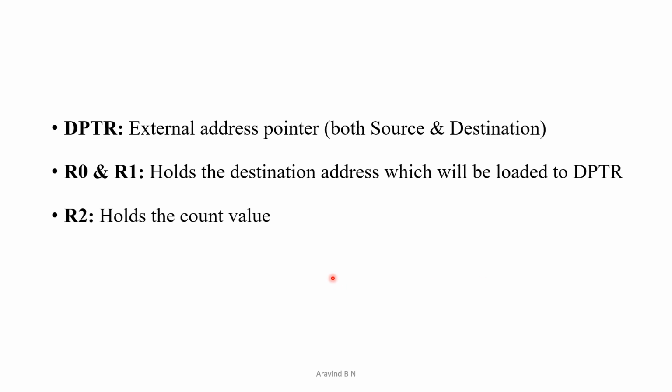Now, with respect to the program, we are making use of these registers. DPTR holds the external address of both source as well as the destination, because both source and destination are external memories. So with respect to external memory, we need only the DPTR to point to that. Then R0 and R1 hold the destination address, which will be loaded to the DPTR during the looping operation. Then R2 holds the count value, how many values we want to move from source to destination. So that's the count value that will be available in the register R2. Now let us get into the program.